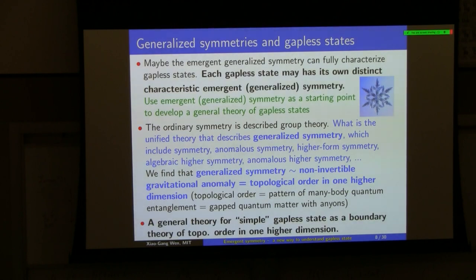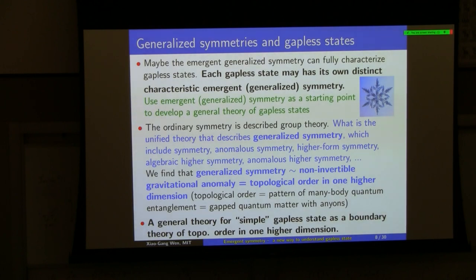Certainly there's an issue: how can a quantum matter in one higher dimension have anything to do with a gapless state in one lower dimension? How can that connection happen? Well, it's basically the following. These simple gapless states can be viewed as a boundary of a topological order in one higher dimension. That's how the two things are connected. So topological order describes symmetry and its boundary describes the corresponding gapless states. Okay. So basically this is what I try to describe today.